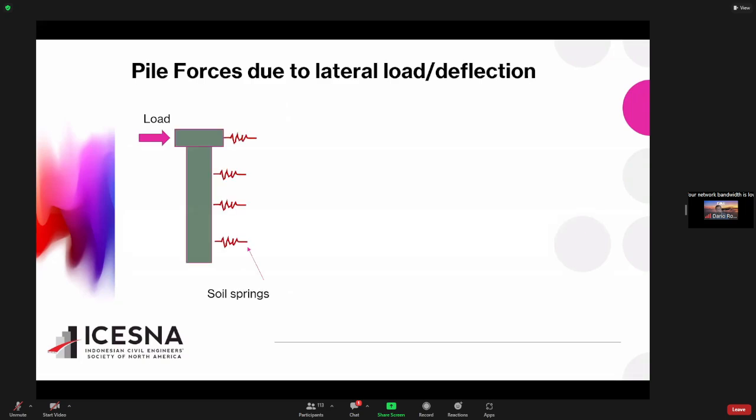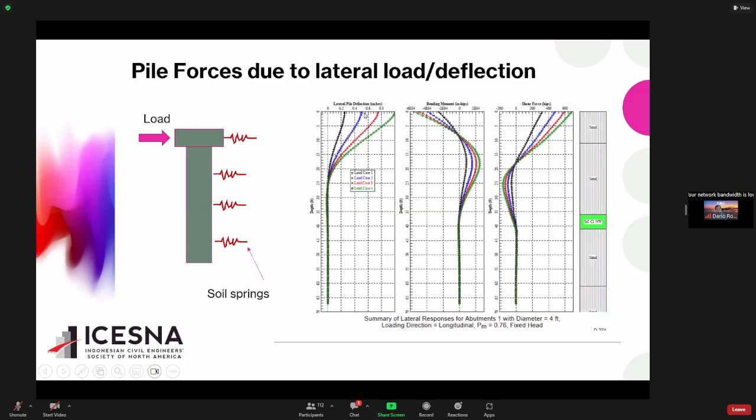And then, again, you need to analyze the forces in the pile too. So you have a lateral load, you have soil springs. So you can compute the deflection profile of the pile, and also the bending and shear. Right? There are 4 loading cases here. So basically, we force the pile top to move 0.25, 0.5, 0.75, 1 inch. Right? And you can compute the bending moment and shear along the pile. So typically we use a program called LPILE to do this.